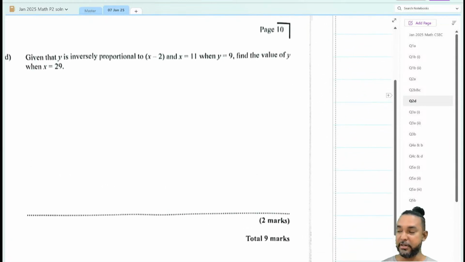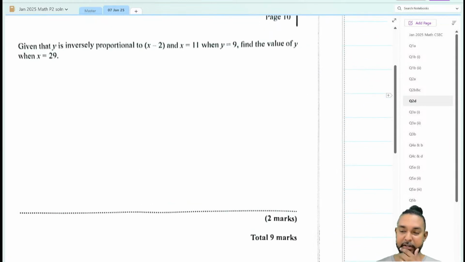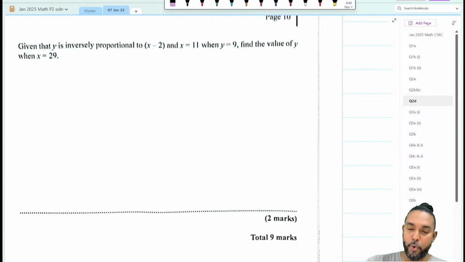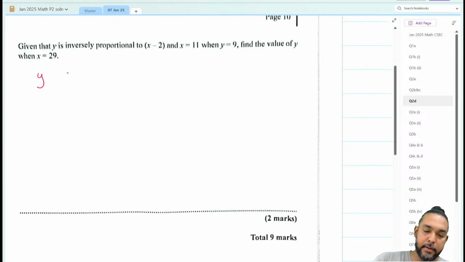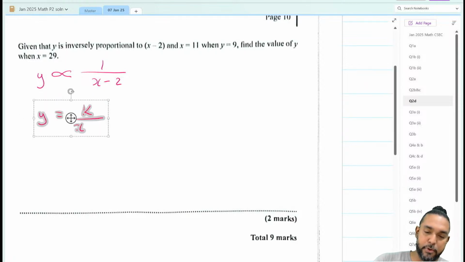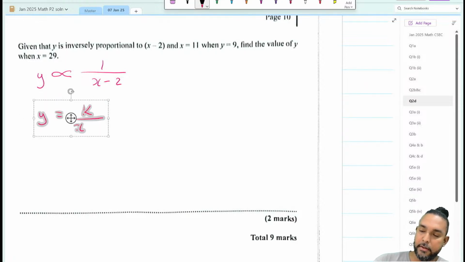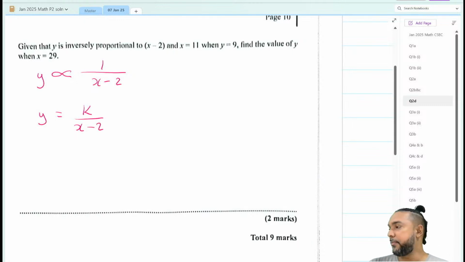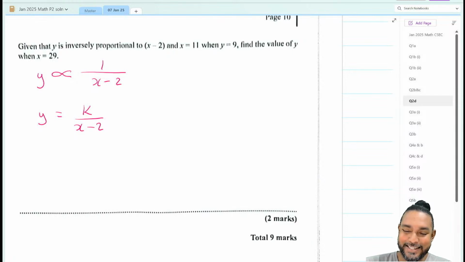Okay, right. This is the question that Kayla was just asking me about. Given that y is inversely proportional to x minus 2, which means that y is equal to some constant k divided by x minus 2, right? And that x is equal to 11 when y is equal to 9. Okay, so x is equal to 11 when y is equal to 9.